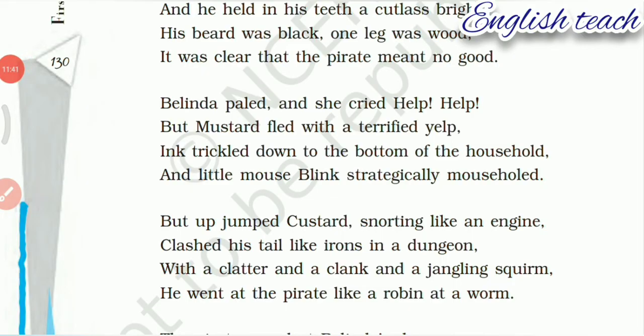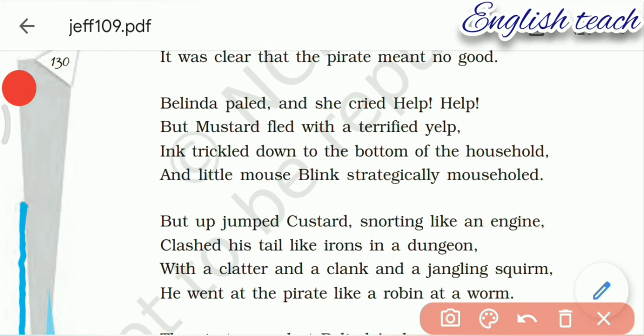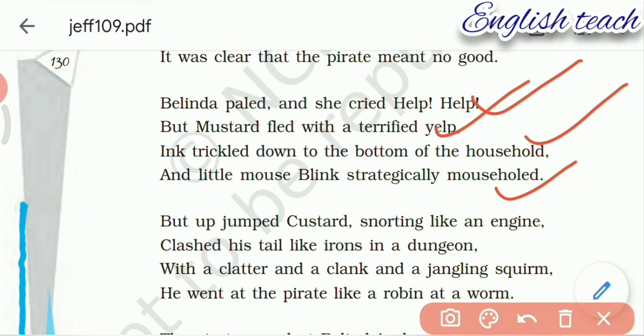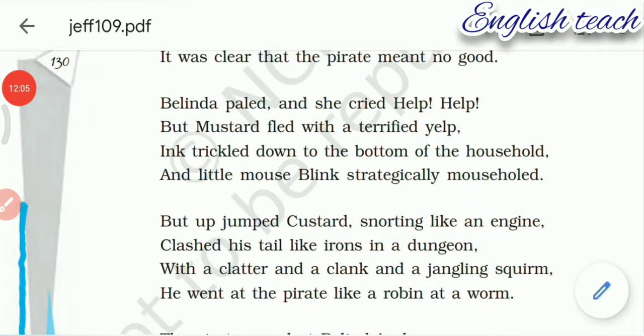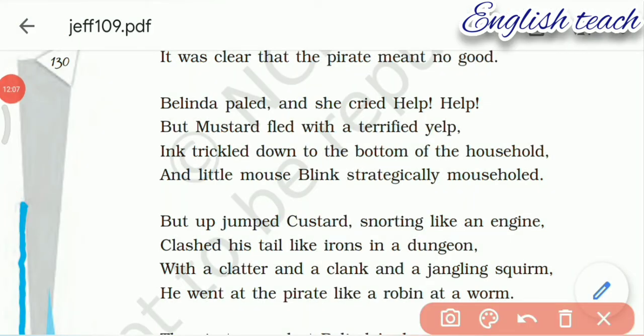9th paragraph. Belinda paled and she cried, "Help, help!" But Mustard fled with a terrified yelp. Ink trickled down to the bottom of the household, and the little mouse blinked strategically to his mousehold. So in this paragraph, there are 5 difficult words. Paled. Paled meaning is turn yellow due to fear.